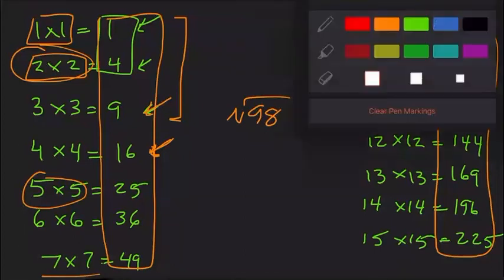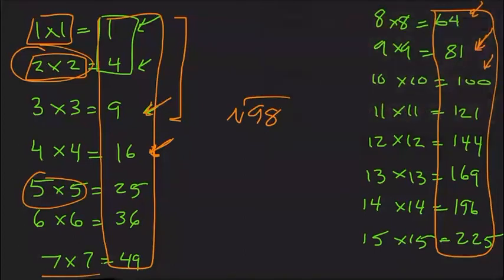Now let's see 64. 64 is smaller than 98, so it could go into it. But if we multiply 64 by 2, we get 128. That's too big. How about over here, 49? If we do 49 times 2, we get 98. So that's it. That's the one that can go into 98.